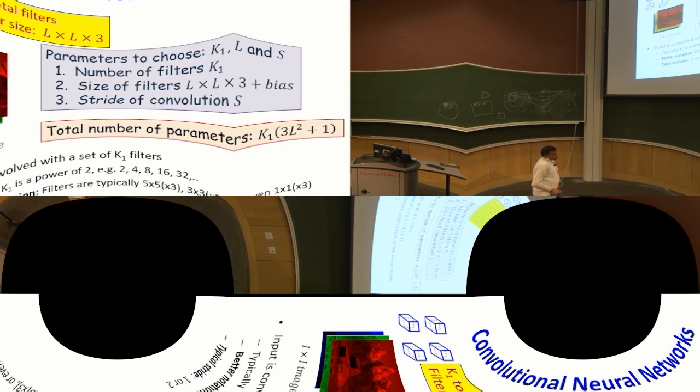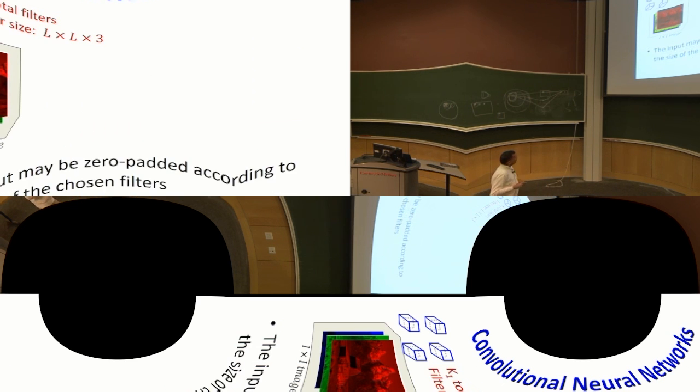So the total number of parameters here are going to be the number of filters, the span of the filters, and the stride. So the total number of parameters is going to be K1 times 3L squared plus the bias. The stride S is not actually a parameter, it's a design choice, right? And you may also decide whether you want to zero pad it or not. So you have these K1 filters.